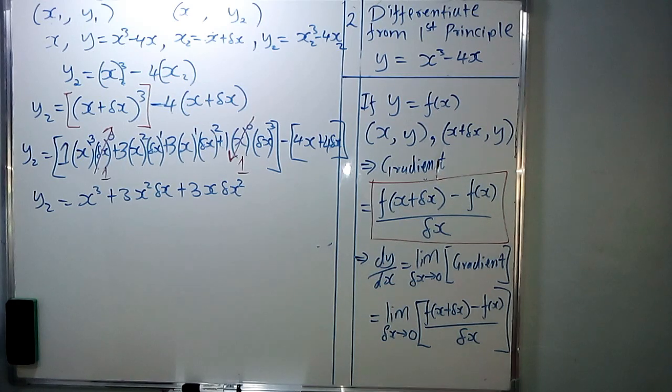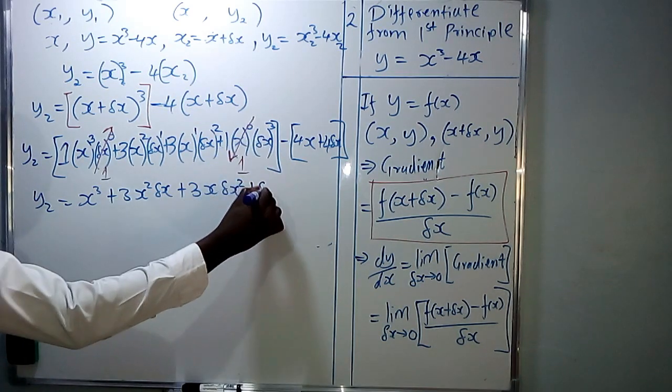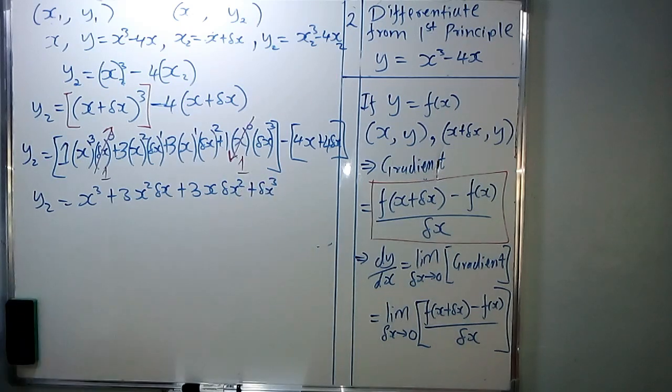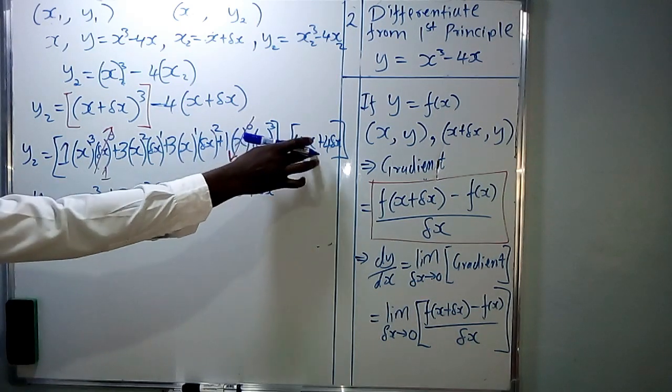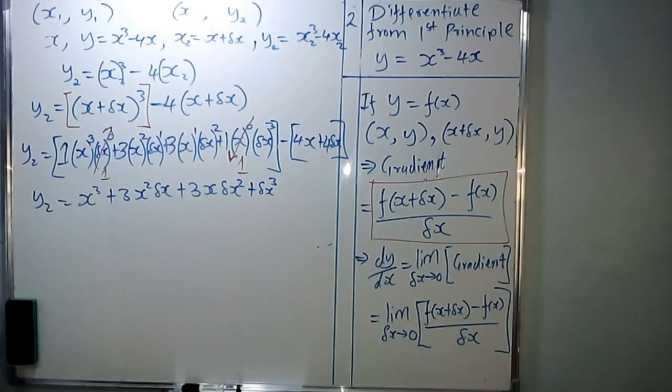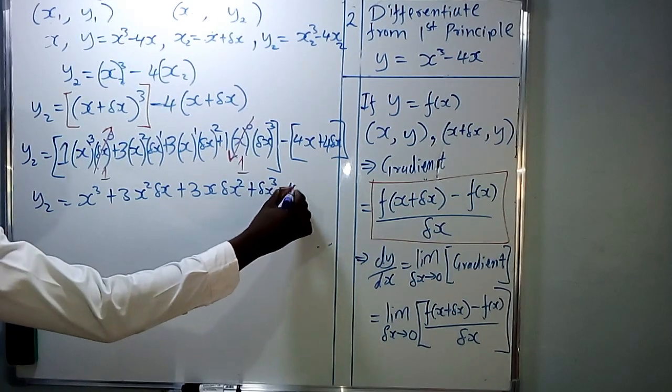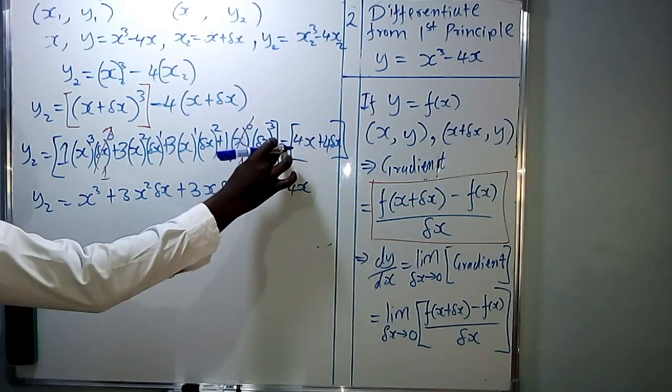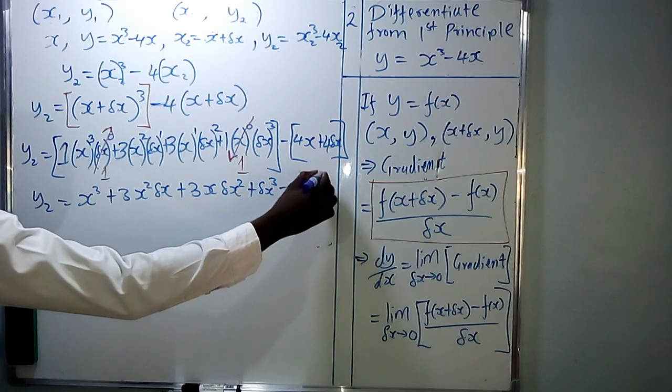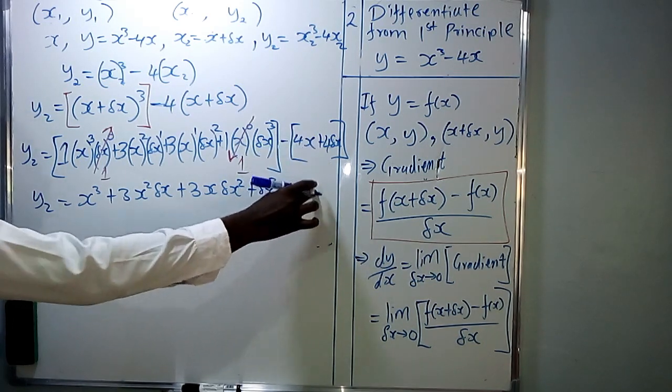Yes, plus change in x cubed. So we've dealt with this bracket, so you can just open the other bracket on the spot. You are going to waste time, isn't it? So minus 4. Negative into 4x is minus 4x. Then negative into positive.